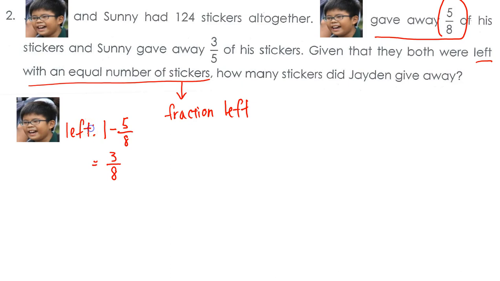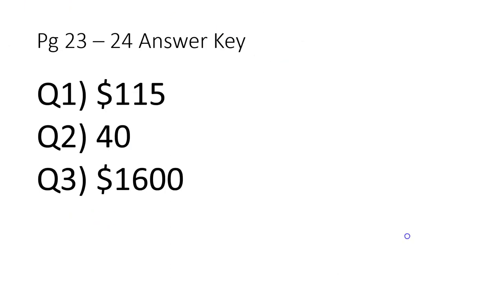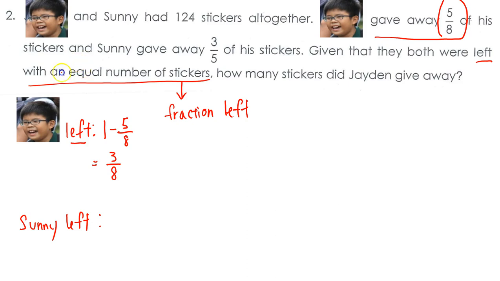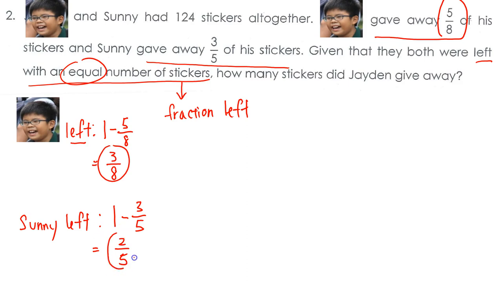So this is for Jaden. You have 3/8 left. Now what about Sunny? I also want to find out how much is left, because eventually these two people, whatever amount they have left, is the same, is equal, according to the question. Sunny gave away 3/5 of his stickers, which means that Sunny at first has one whole, and if he gives away 3/5, that leaves him with 2/5. Now we have the two fractions: Jaden is left with 3/8, Sunny is left with 2/5.